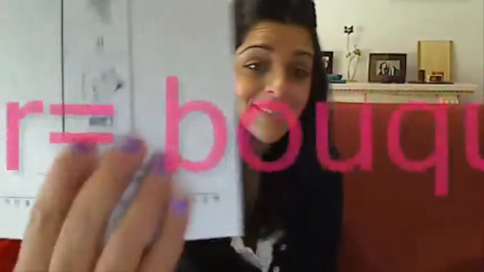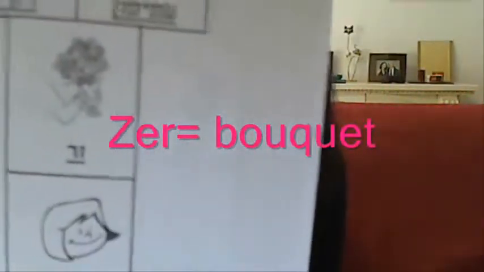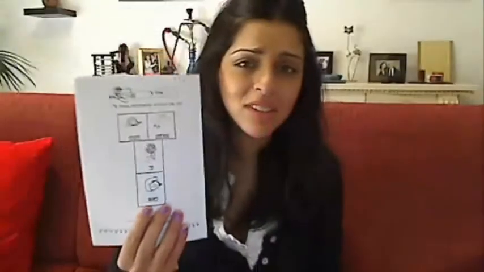The next letter is the letter zayin. Just like the za, zay. And one word with zayin, zer. I don't know how to call it in English. The bouquet of flowers. Bouquet. It's French. Zer.